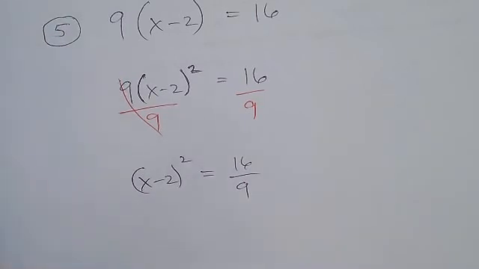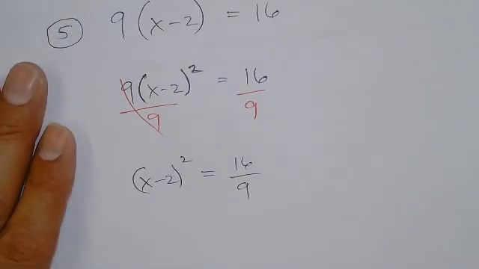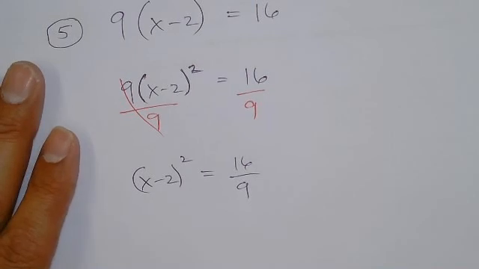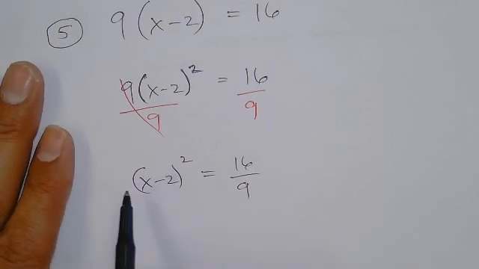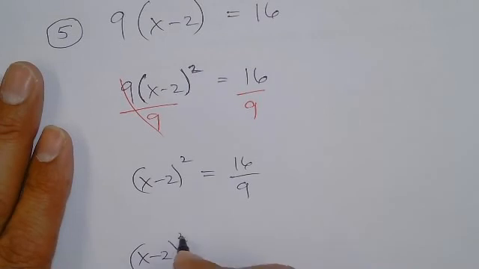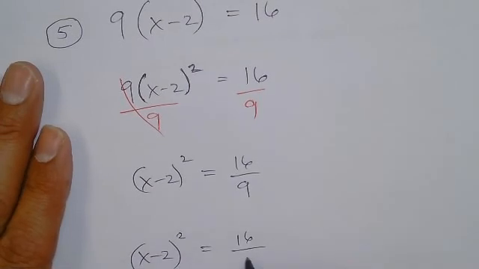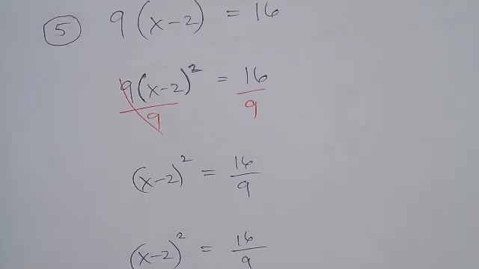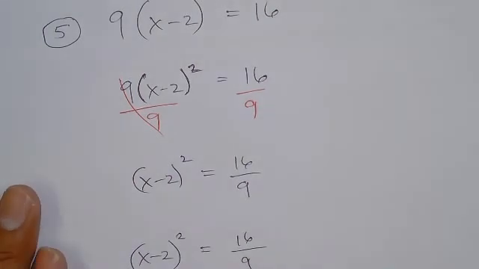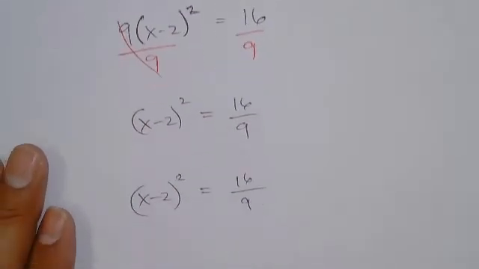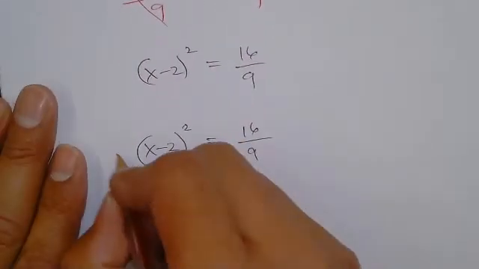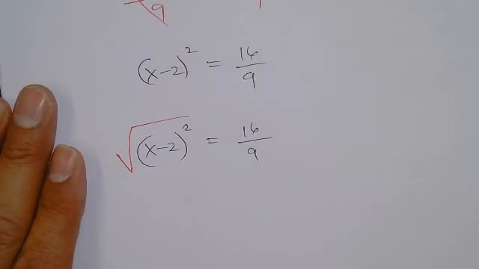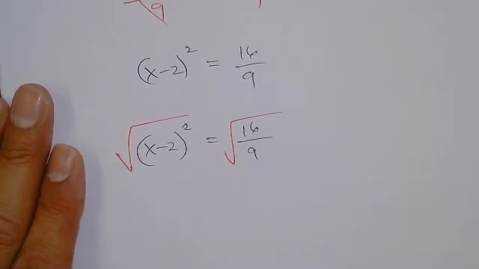You're going to get x minus 2 squared equals what? 16 over 9. Is that good? Everybody good right there? Now is the part squared alone on this side? Yeah. Now you're ready to do what? You take the square root of both sides. We haven't seen this before though. How do you take the square root of a fraction?